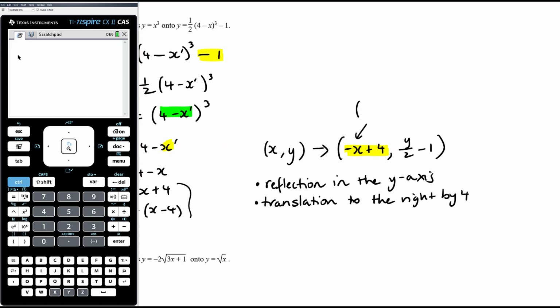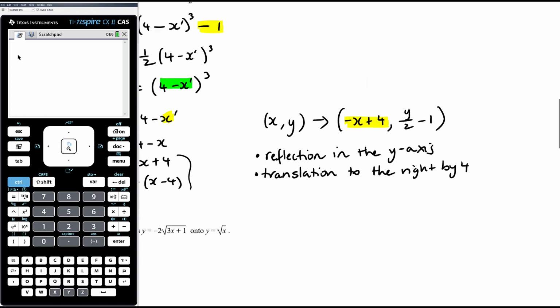Please note that if you had written this as negative x minus 4, then you would have translated to the left by 4 before you reflected in the y-axis. And that would also be a valid and correct sequence of transformations. Okay, but again, the order is important. If you're going to list the translation first, it's a translation to the left by 4, then a reflection in the y-axis. If you list the reflection first, it's got to be a reflection in the y-axis, then a translation to the right by 4. Okay, both of those would result in the same answer.